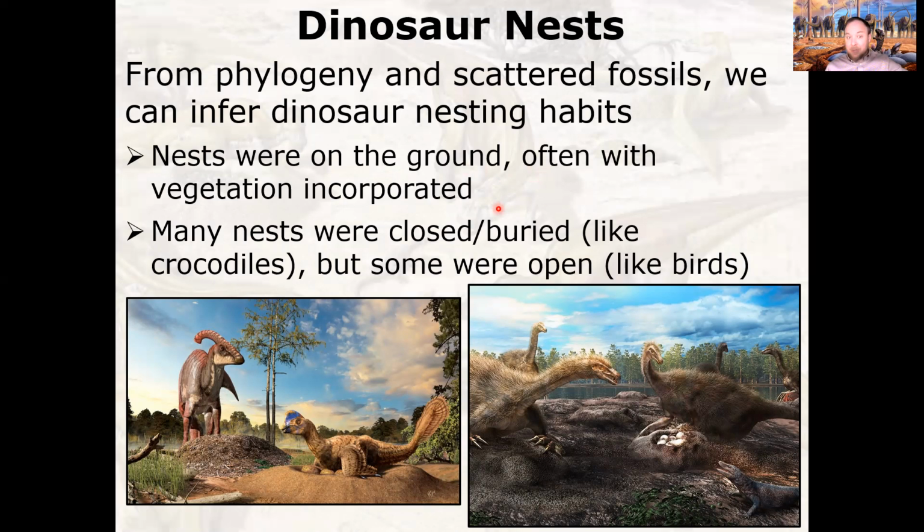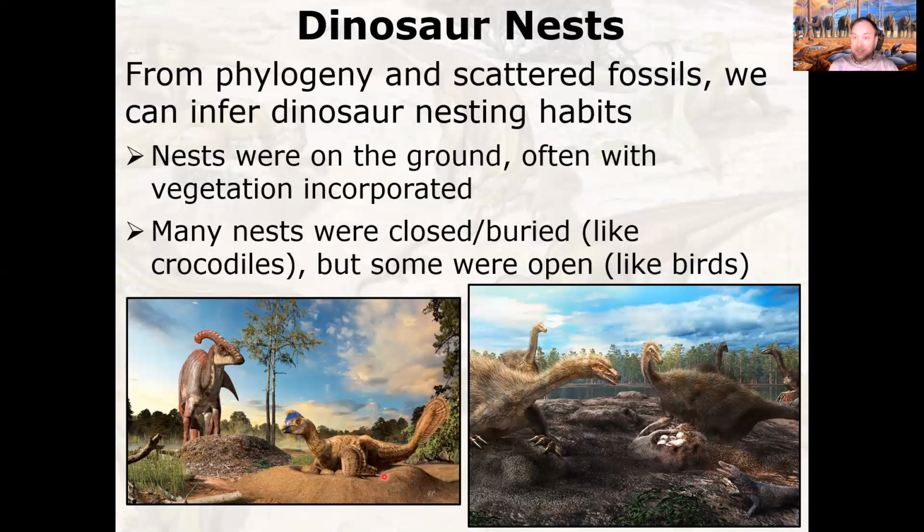And so now the big question is, were the nests more like crocodile nests, where they were covered over entirely, using the vegetation and the dirt as insulation, or were they open, more like birds? Like here we have an open nest, and this dinosaur, this Oviraptor here, is actively tending, actively brooding on that nest.